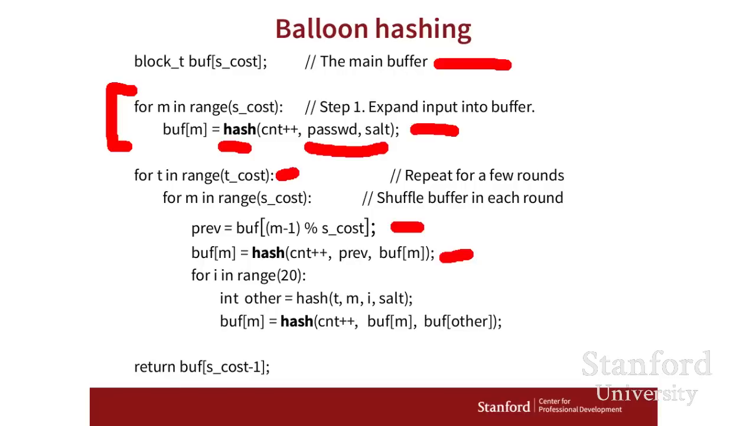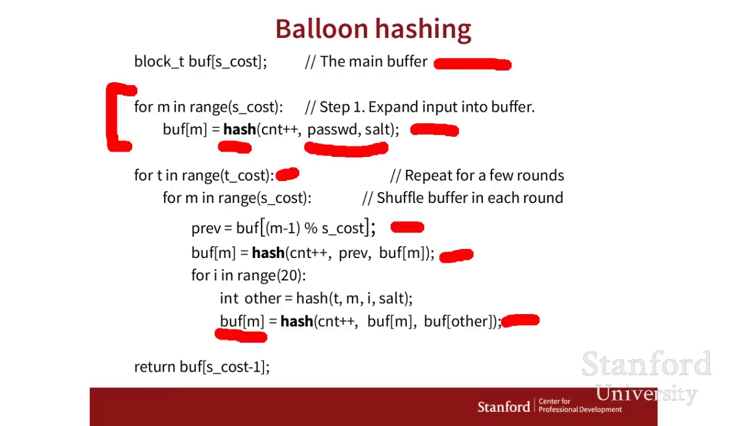And then in addition, we hash a few more values. We choose 20 more values to hash, and all those values form the new value at position m. As you can see, we're doing a linear scan through the buffer, and at every step we're hashing essentially 21 values into this position m in the buffer, and m just increments sequentially one after another.